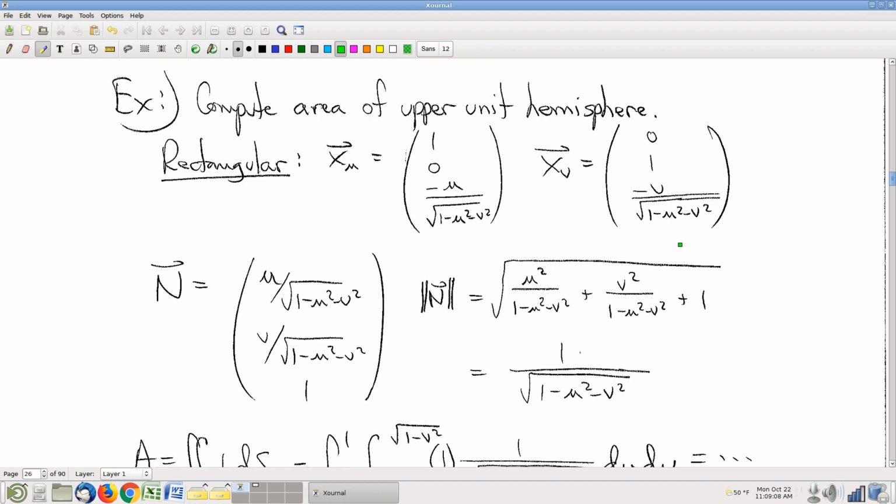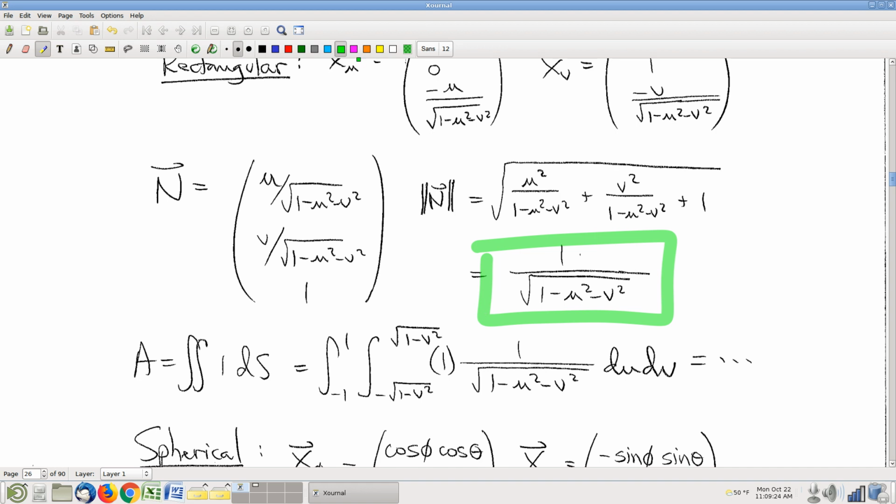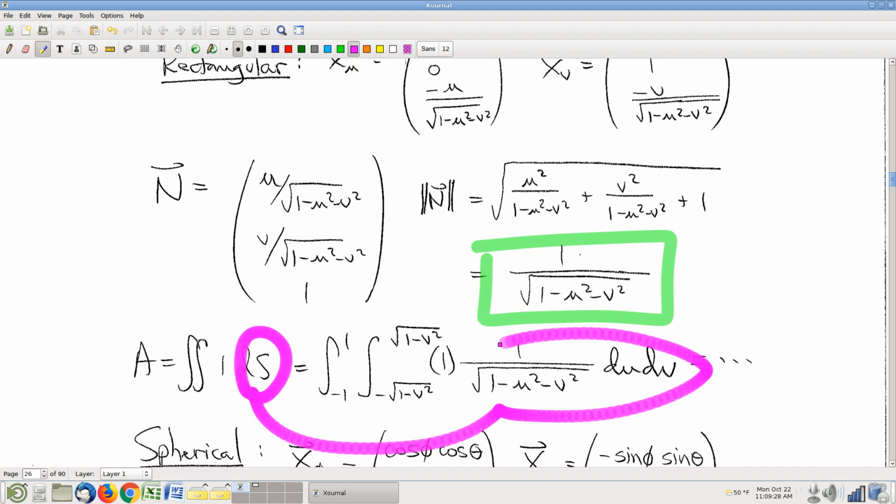So here's how it breaks down. If you do the rectangular calculation, there's your partials. Here's your cross product. Here's the magnitude, which, by the way, with a little simplifying, you can get down to this. That's your stretching factor. We rewrite dS as stretching factor times du dv. Here's that stretching factor. And that's looking like not such a great integral.